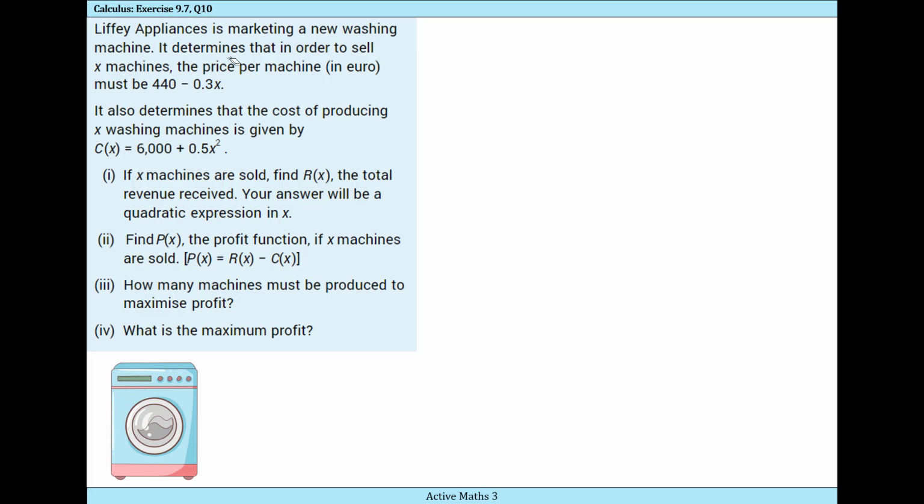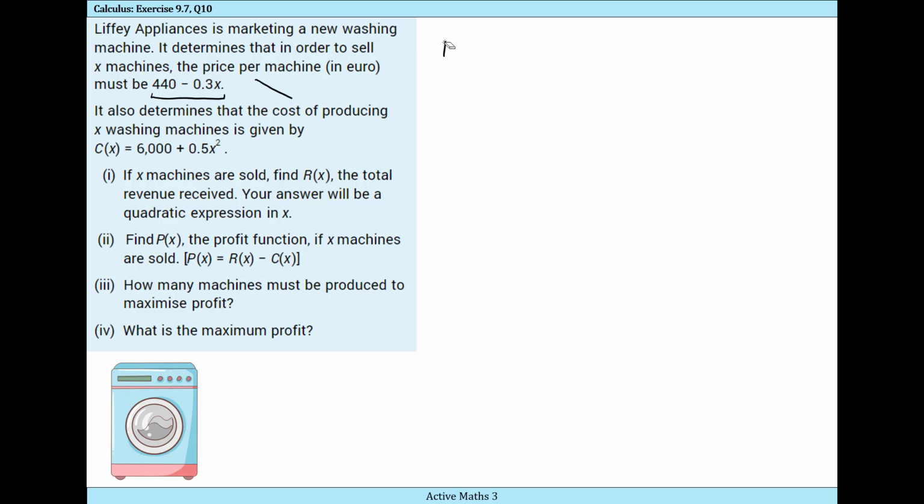So in this question, we have a company selling washing machines, and the price per washing machine depends on how many washing machines they sell. It's 440 minus 0.3x, where x is the number of washing machines sold. If we graph this function, it would be a straight line going down. It's a linear function, and the more washing machines they sell, the cheaper the price. If they sell a lot of washing machines, that means they can sell them for cheaper, and it's described by this linear function for the price.